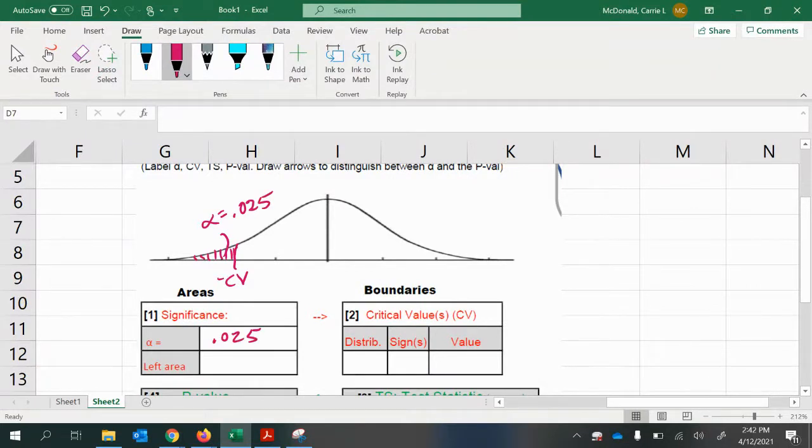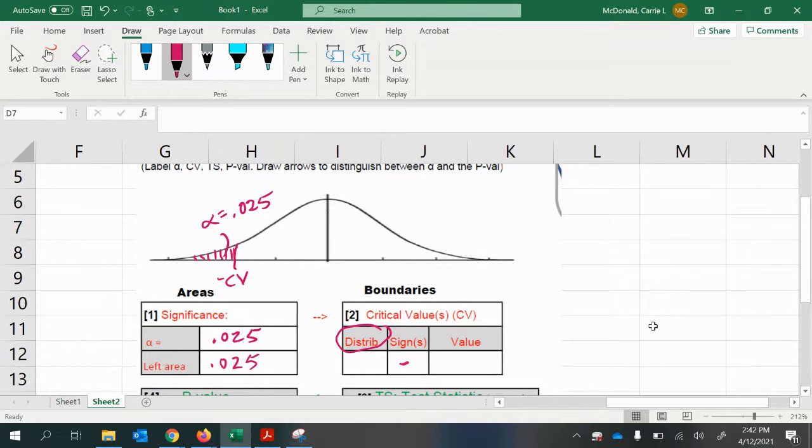Now, since everything is in the left tail already, the left area is the same as my total alpha. And I can use that left area to now find my t-score, which will be negative, right? But notice where it says distribution. This is where I choose if it's a z-score or a t-score. Or, you might have already thought about that earlier on in the process.